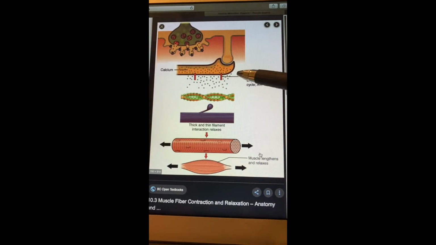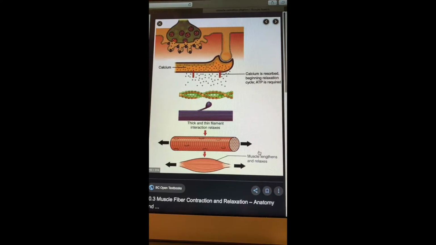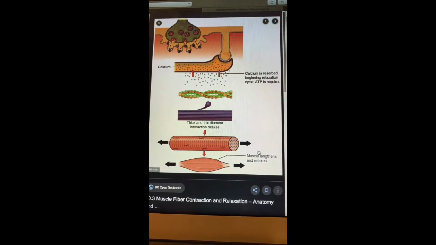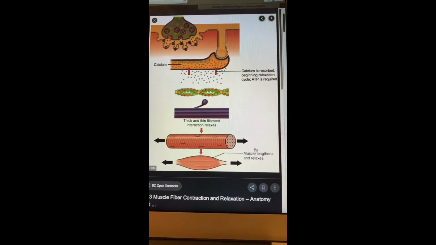Calcium is also returned to the sarcoplasmic reticulum through the use of an ATPase pump. There's a change in troponin due to the loss of calcium, and the active sites are blocked. Through this, the muscle relaxes.